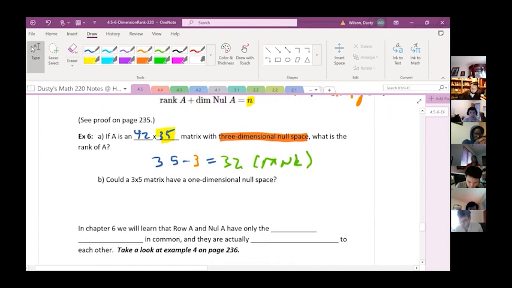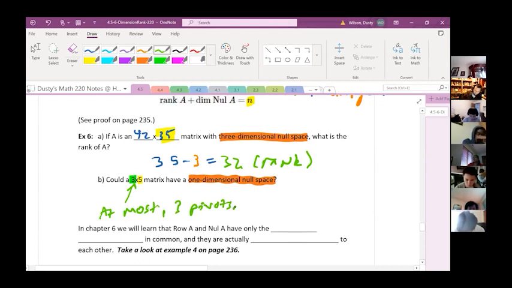Could a 3x5 matrix have a one-dimensional null space? And we've got a no. I've got no's from Abed, Ryan, and Gerline. Why? I agree, it's a no. Why not? Yeah, so the column space can't be 4. So maybe another way of thinking about it is, if you've got 3 rows, there's at most 3 pivots. So that tells you that your rank is going to be less than or equal to 3. So if your rank is less than or equal to 3, 3 plus 1 is rarely equal to 5. And so we're just kind of stuck with it the way it is.